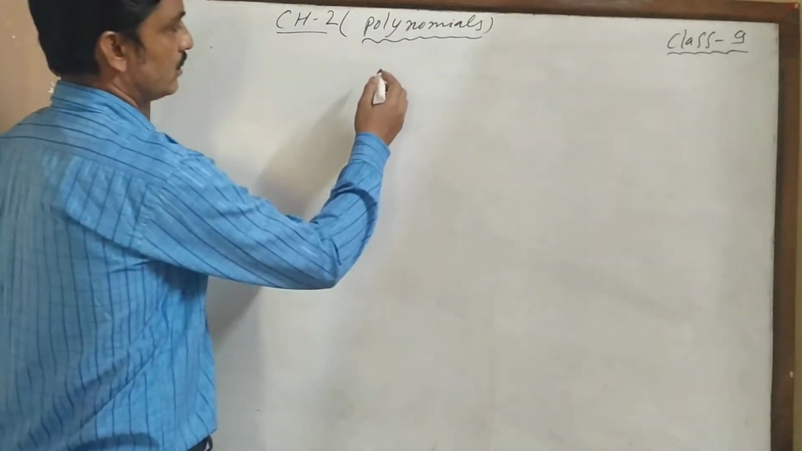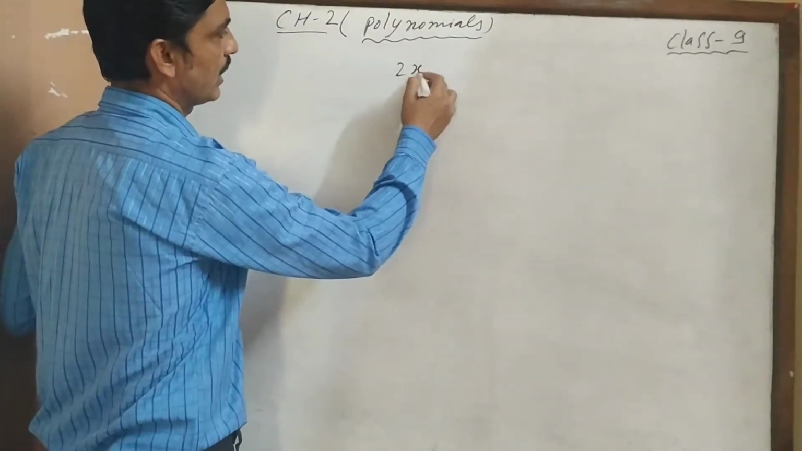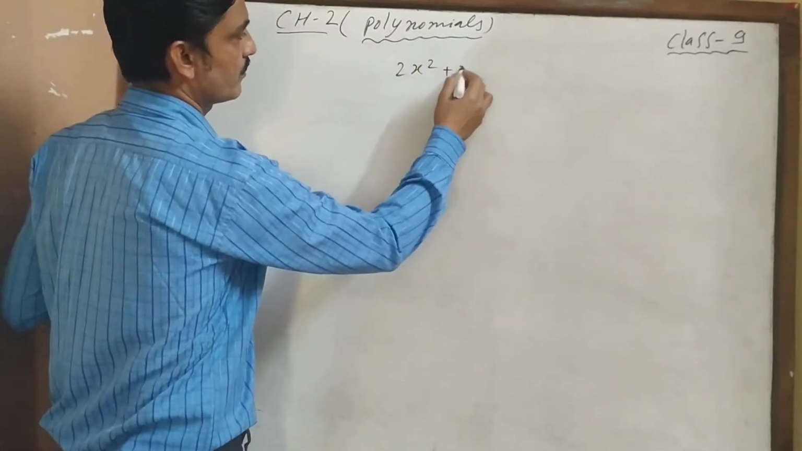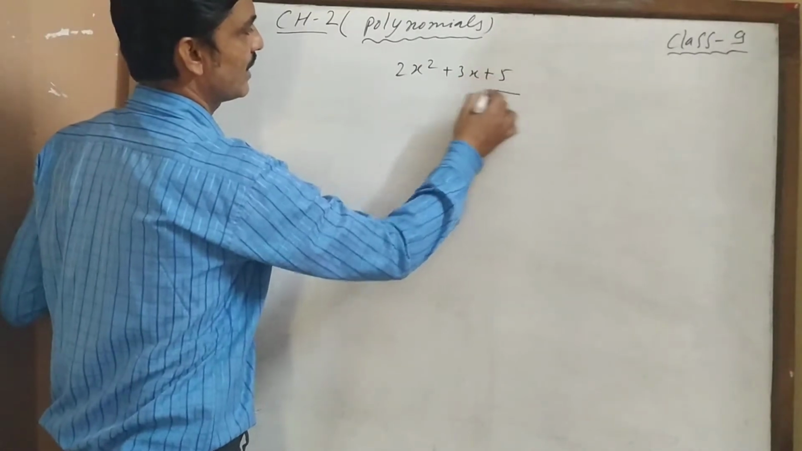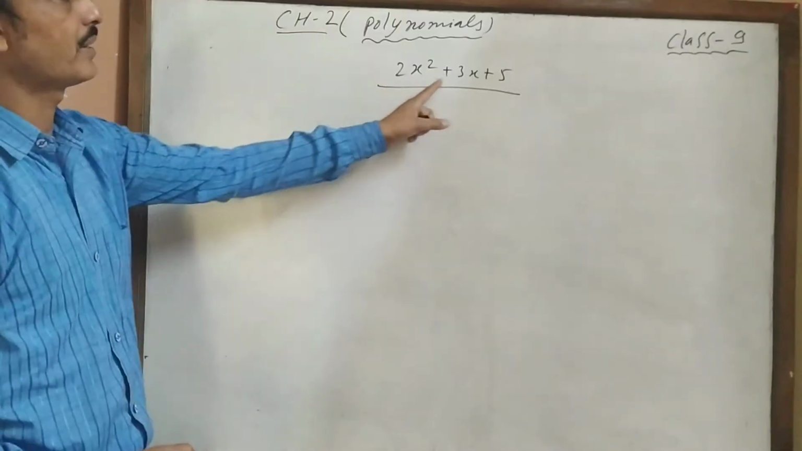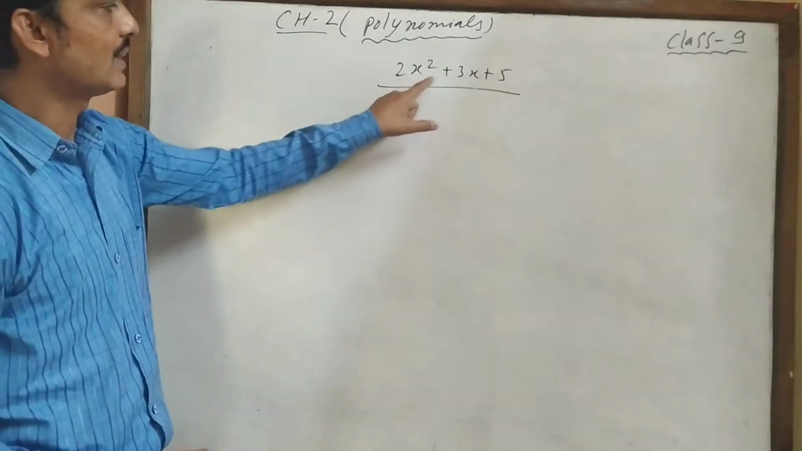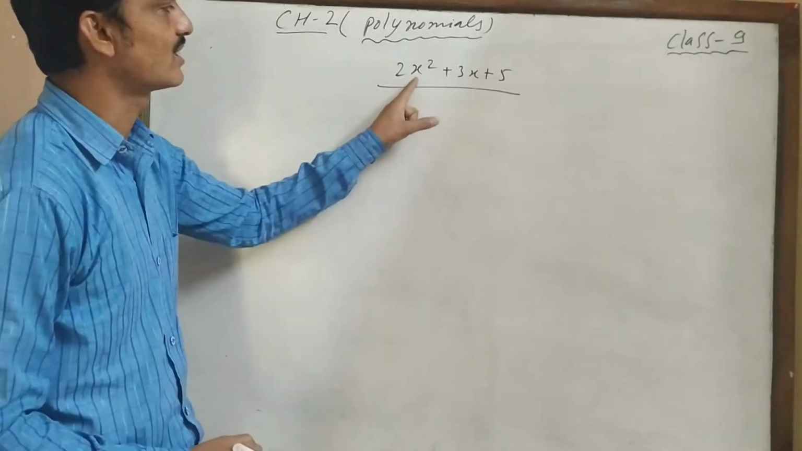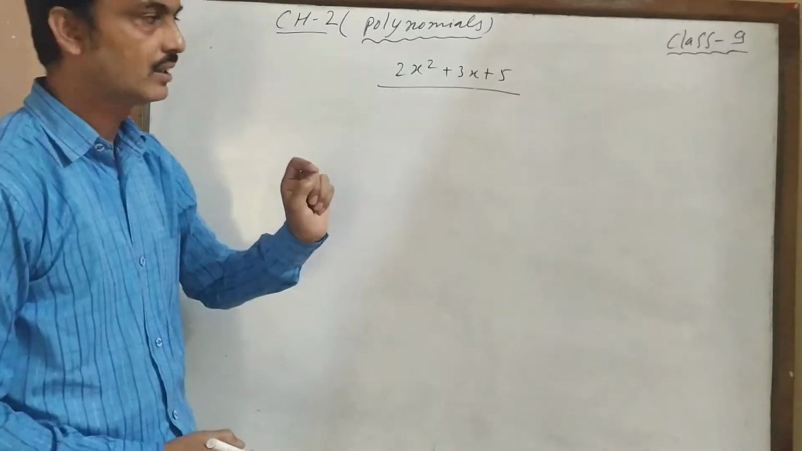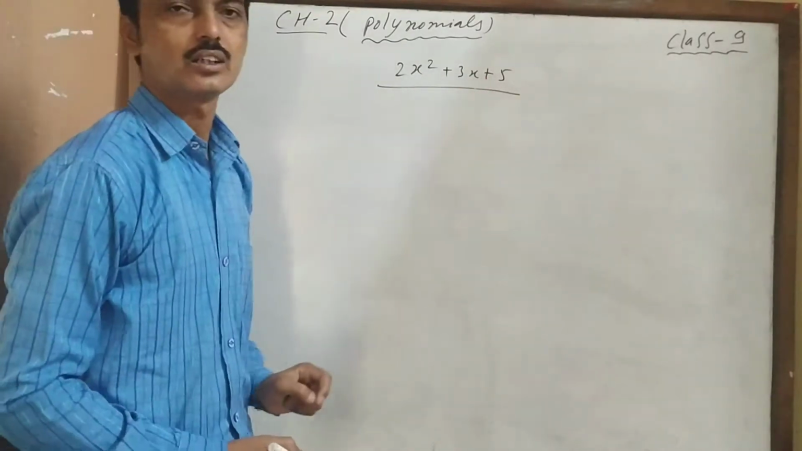You know that it is an example of an algebraic expression. Here 2 and 3 are the coefficients of x square and x respectively, and 5 is a constant.